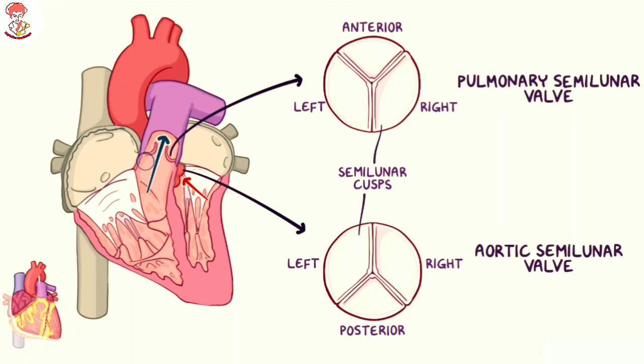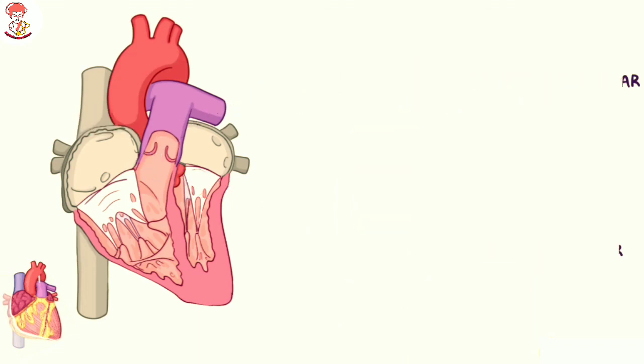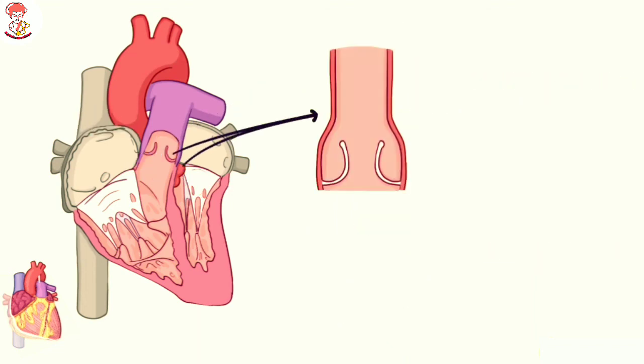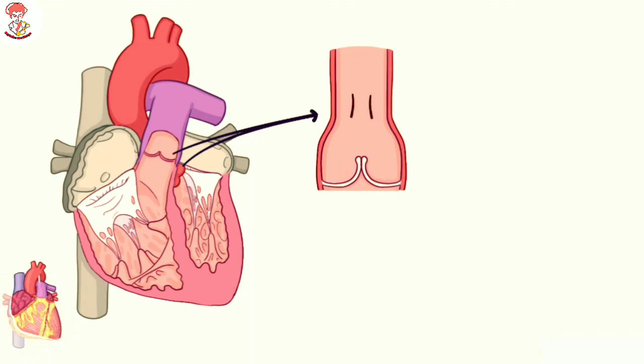Unlike the tricuspid and mitral valves, the semilunar valves are smaller and don't have chordae tendineae to support them. Instead, during ventricular relaxation, blood is forced backward into the heart, where the cusps catch this reversed blood flow and snap closed like an umbrella caught in the wind.